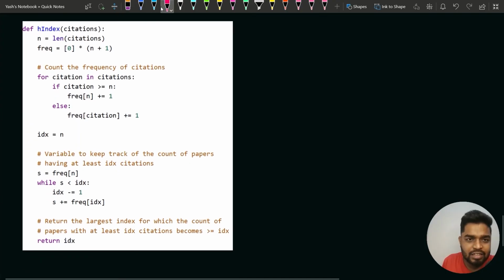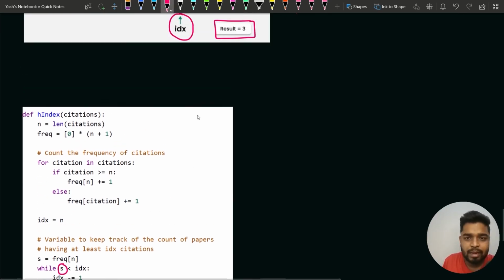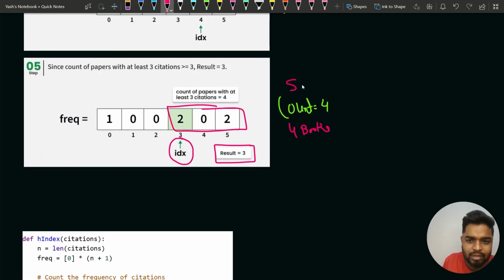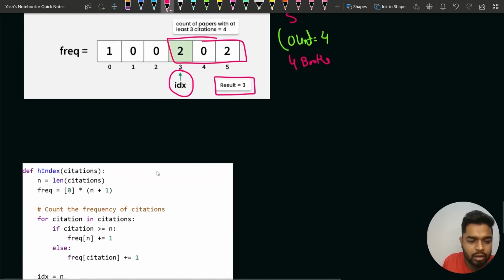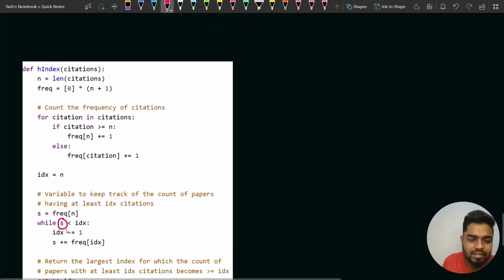Then initially the sum will be equal to the element present at the last index. After that, you will iterate until when? If the sum, or you can say the counter, in my code I was using the counter, which is the s variable here in the code, if the counter is lesser than the index, this means that there are fewer citations compared to the index. So that is why we need to keep on decreasing.